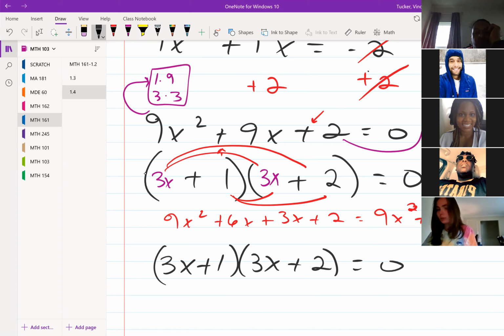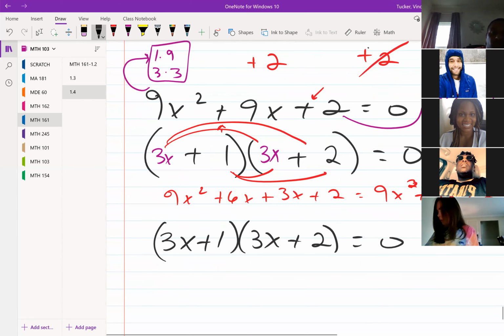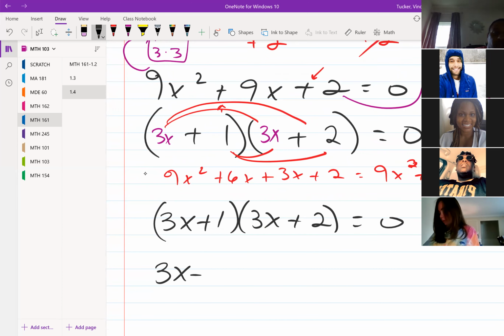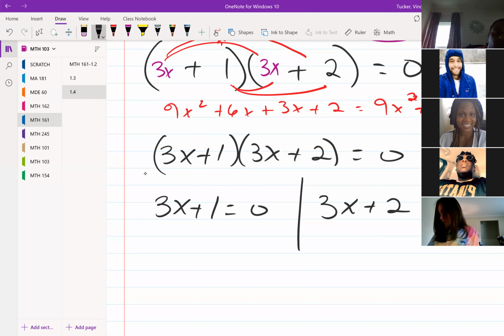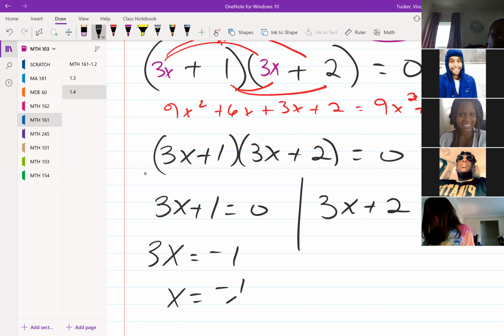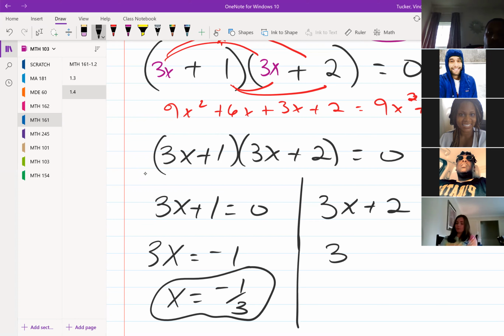So once you've done that, that's 3x plus 1 times 3x plus 2 equal to 0. Set each part equal to 0. Subtract 1 from both sides. That's 3x equal to negative 1. Divide by 3. x is equal to negative 1/3. Subtract 2 from both sides. 3x is equal to negative 2. Divide by 3. x is equal to negative 2/3.